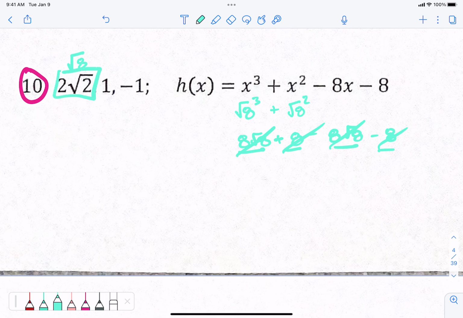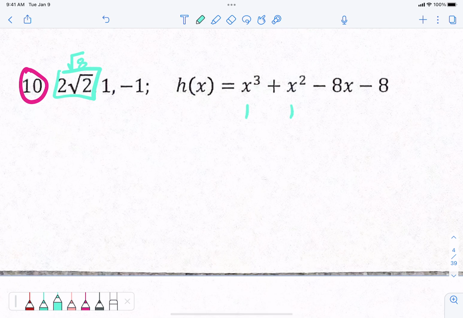Now the ones are easy. 1 cubed is 1. 1 squared is 1. 1 times -8 is minus 8, minus 8. No, wait, 1, 1, -8, -8. I don't think that's going to work. Okay, -1. If I take -1 and cube it, it stays -1. If I take -1 and square it, it becomes +1. -1 times 8 is +8, minus 8. Yes, I think that one's going to work. So two of them out of that list do, in fact, work.